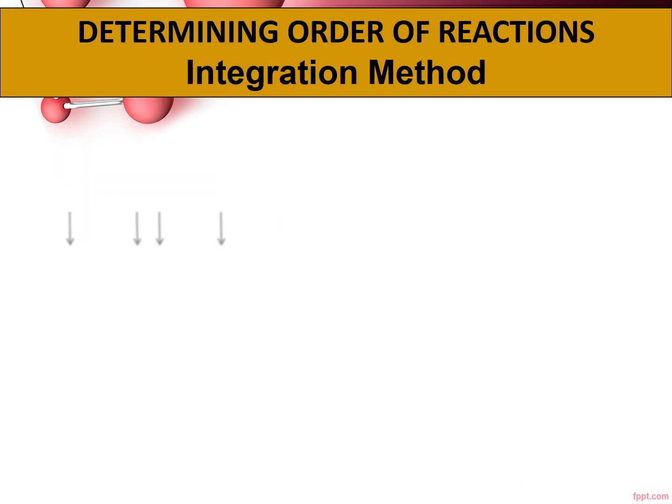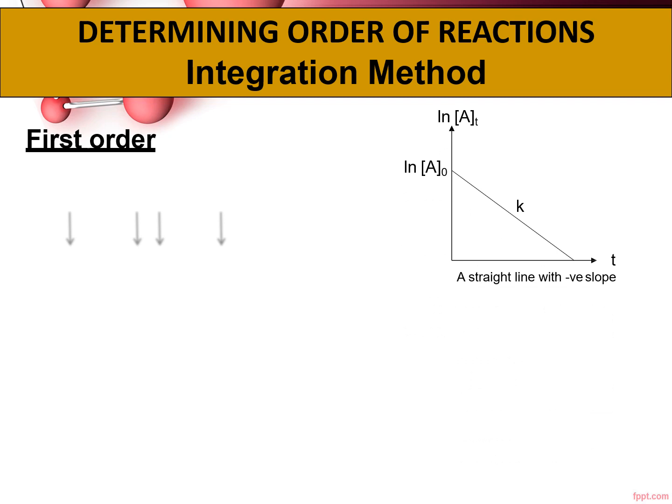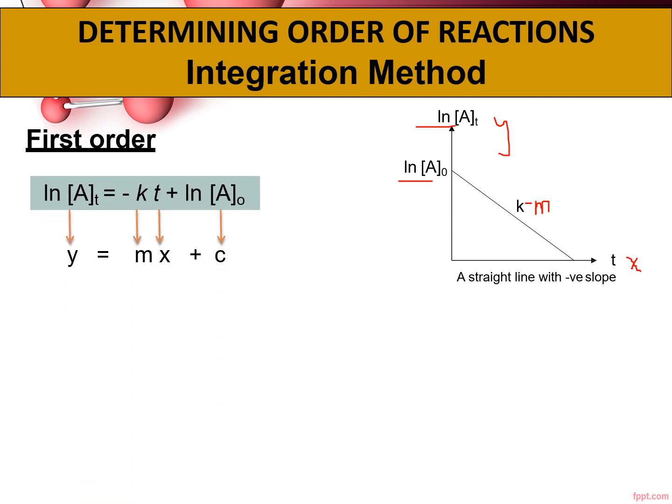Now we move to first order. Again, there is a graph. This is the graph of first order. What is different here? We have ln on the y-axis and ln at the intercept. This is still the x-axis, this is the y-axis, and m is the slope. It's still negative, so minus k. And then this is the intercept. When we compare with y equals mx plus c, you get ln A_t equals minus kt plus ln A naught. This is the one that you have to memorize for first order.